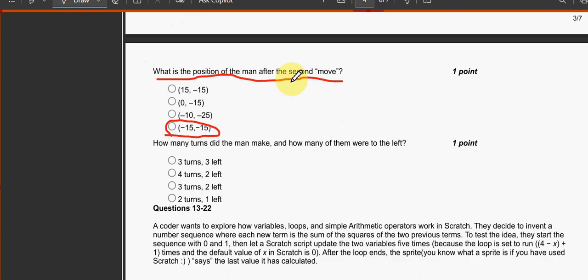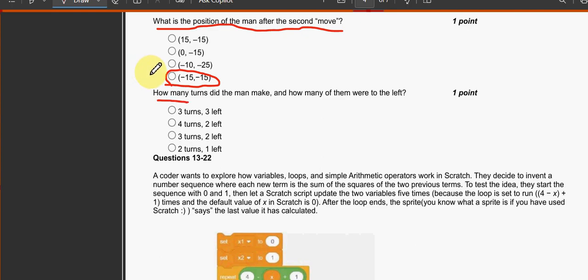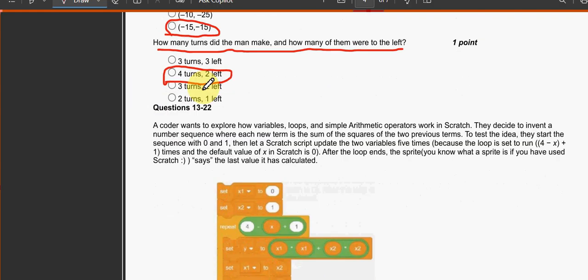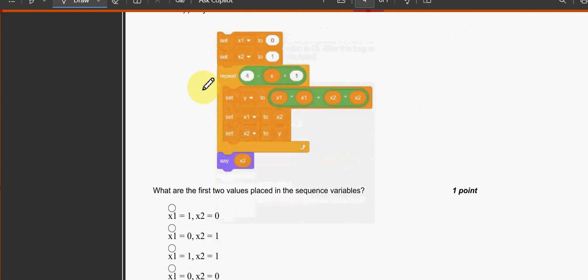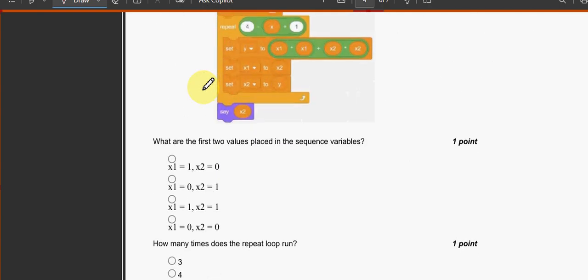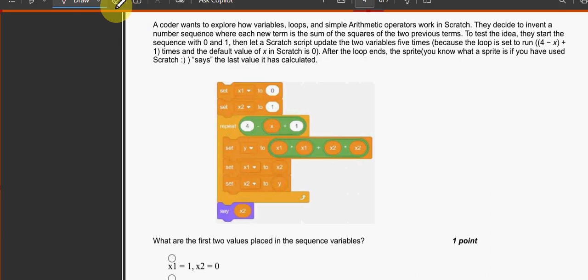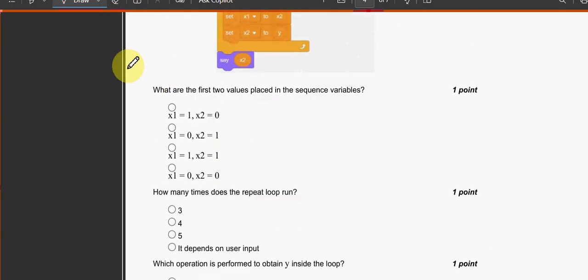Next one, how many turns did the man make and how many of them were to the left? So the answer is 4 turns, 2 left. So the most probable solution is the second option. Next one, due to time constraints I am unable to read the bulk main question, guys. So let's see the normal questions.